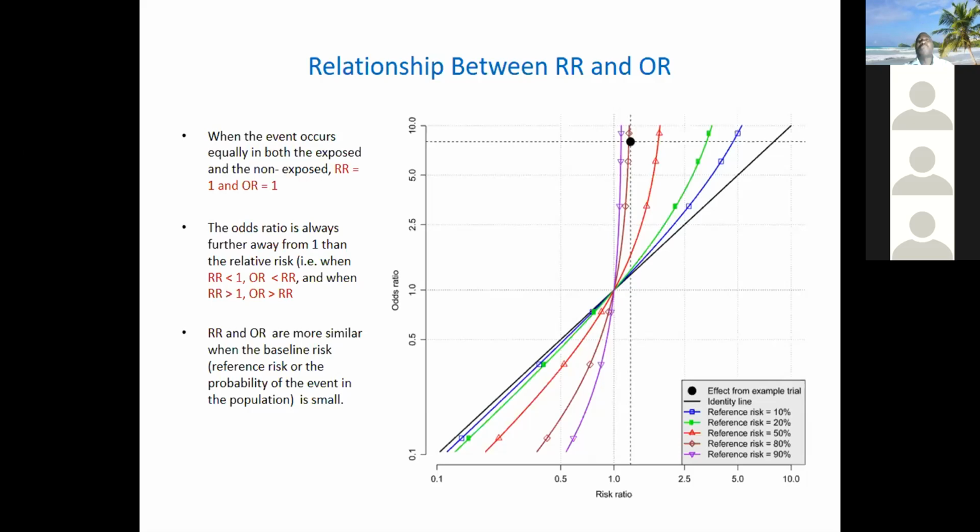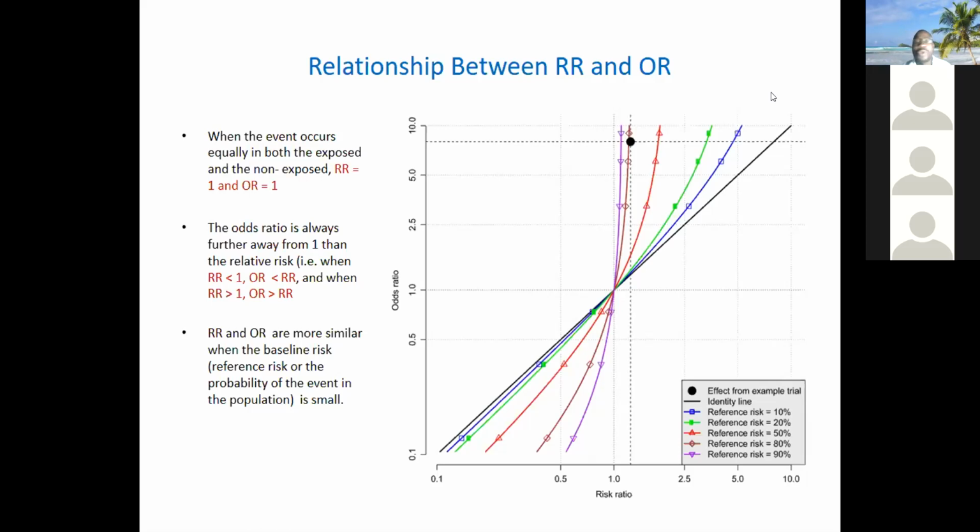The risk is a probability ranging from 0 to 1. Odds range from 0 to infinity. The same thing: relative risk has a narrower range, but the possible value of odds ratio is from 0 to infinity. So look at this graph.